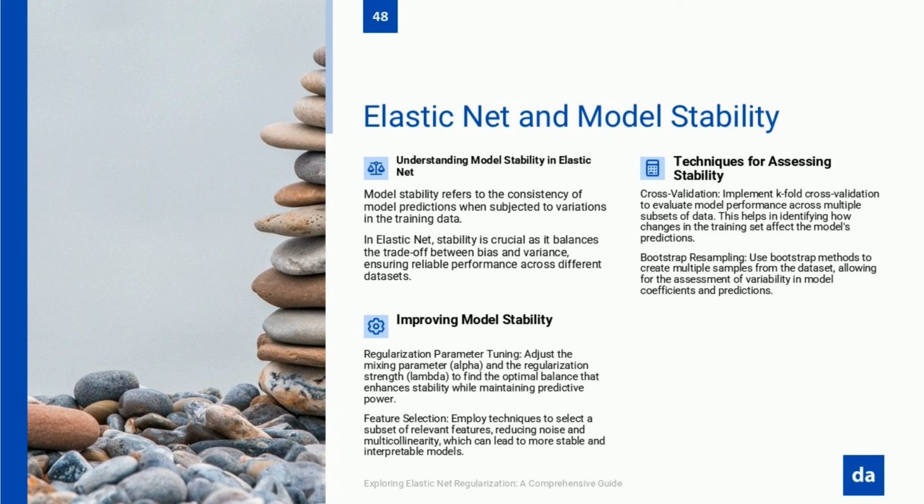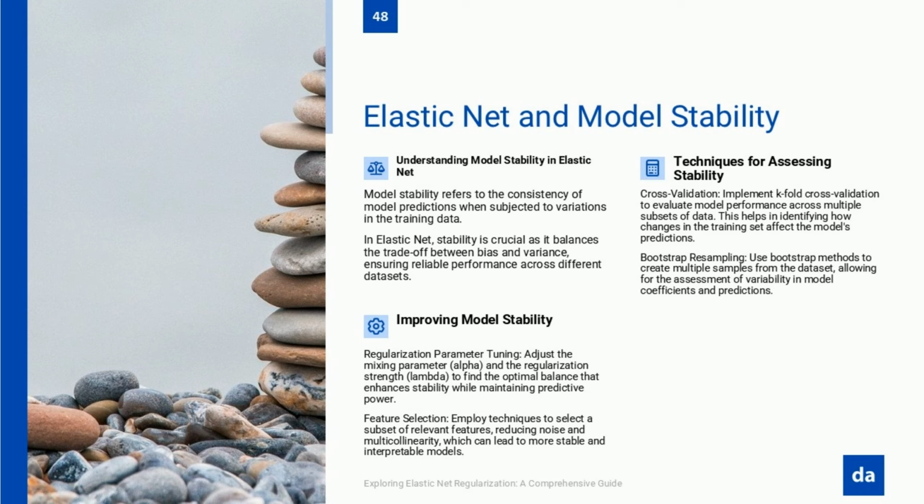Cross-validation is a key technique for assessing model stability. By training and testing Elastic Net on multiple subsets of data, we can check whether the selected features and coefficients remain stable across different splits. If a model's feature importance rankings change dramatically between training runs, it may indicate that regularization is too weak or that the dataset contains too much noise.